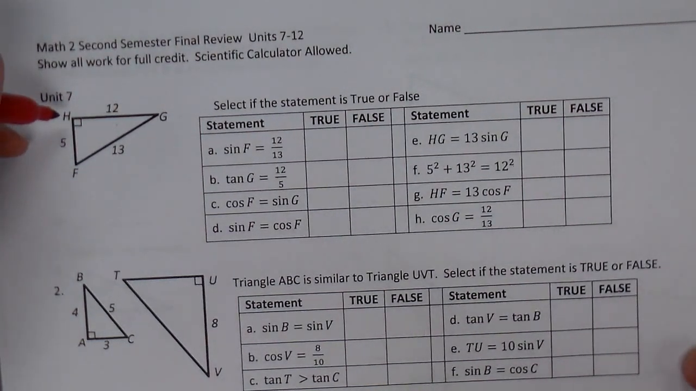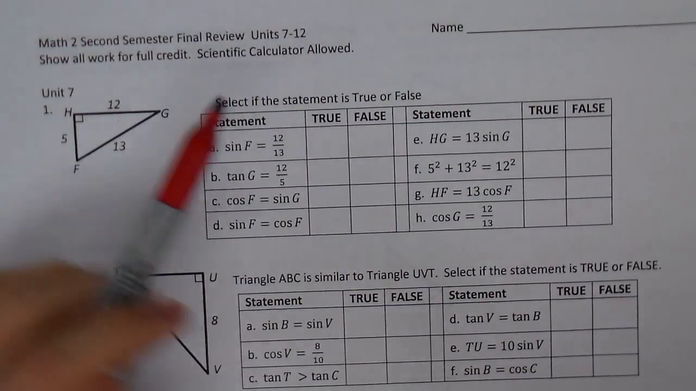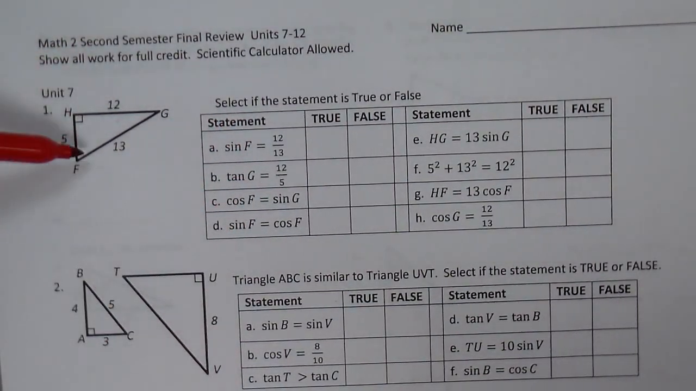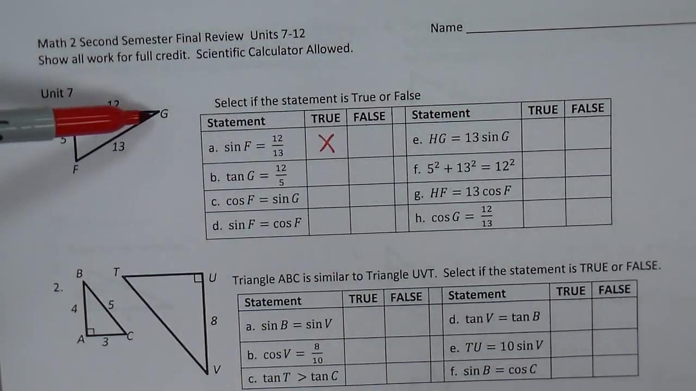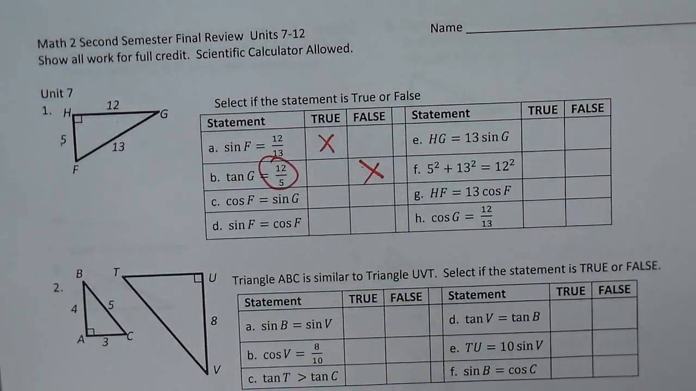We have our triangle, HGF, and we have 12, 5, and 13. We need to go through and look at our true, false statements. So we'll start with sine of F. Sine of F, we're looking at the opposite over hypotenuse, because that's what sine is, and it would be 12 over 13. So opposite over hypotenuse, 12 over 13. That is true. Tangent of G, tangent is opposite over adjacent, so that'd be 5 over 12. What we have here is 12 over 5, so that should actually be flipped, so that is false.